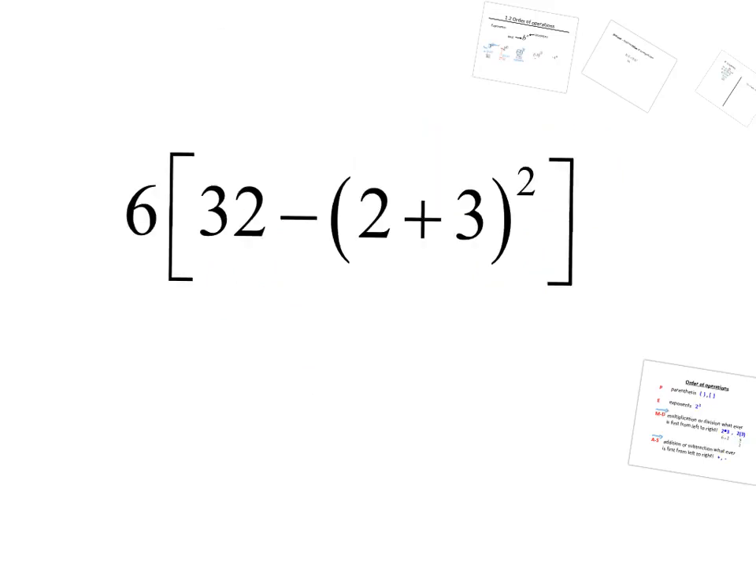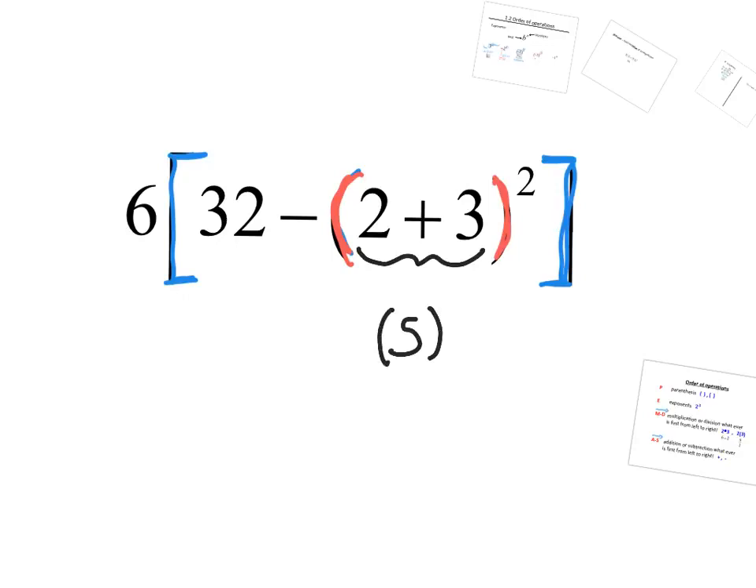Now with brackets and parentheses, you always want to do what's inside the brackets first. So we have the big brackets right here. We have parentheses inside of the brackets, so you have to follow that order too. Inside of the brackets, you follow the same order of operations. So we start with parentheses inside of the brackets. Notice the exponent is outside of the parentheses, so we are going to use that. But before we use the exponent, we have to add what's inside of the parentheses. So 2 plus 3, 5.